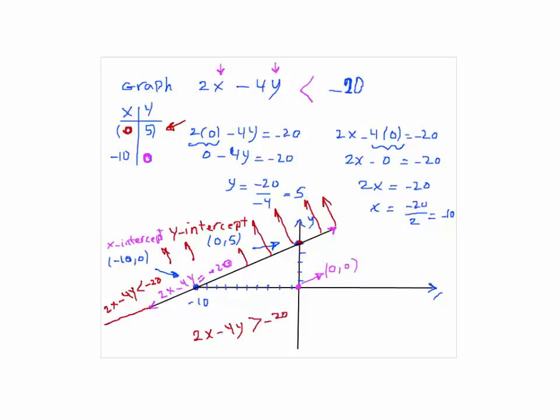Does that make sense? So this is how you would check whether the solution is above the line or below the line. Any question, anyone? Will you follow what we're doing? Okay, so you're going to see something like that on the next exam.